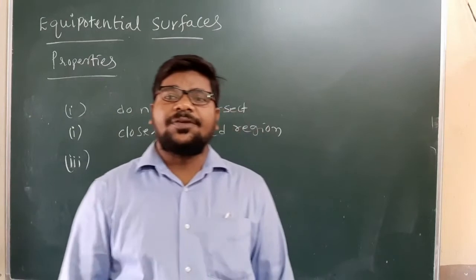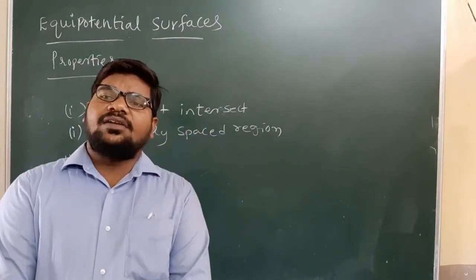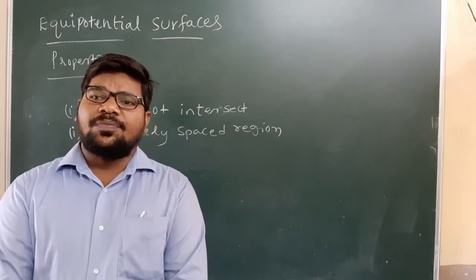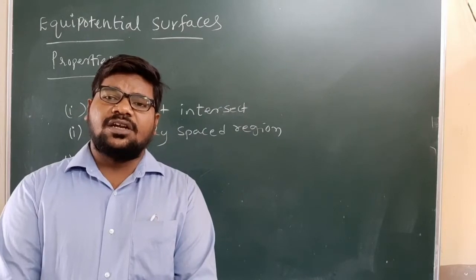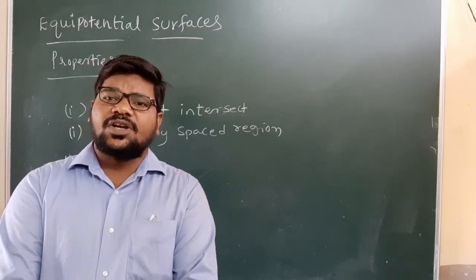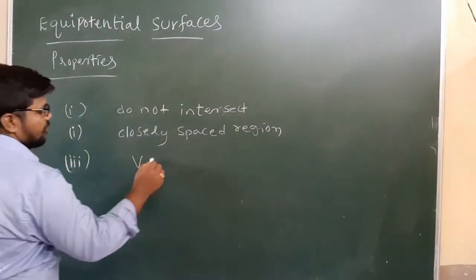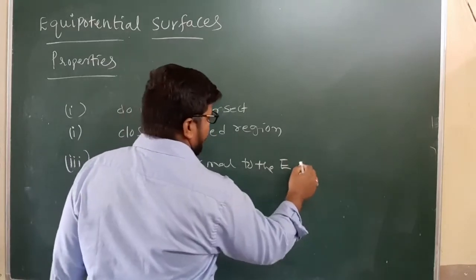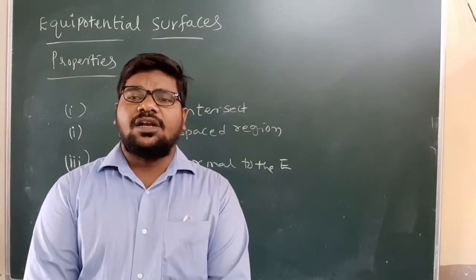Coming to the third one, my children. For any charge configuration, the equipotential surface through a point is normal to the electric field at that point, and the field is directed from the equipotential surface at higher potential to the other at lower potential. So it is normal to the electric field, from strong electric field to weak electric field, or otherwise high potential to lower potential.